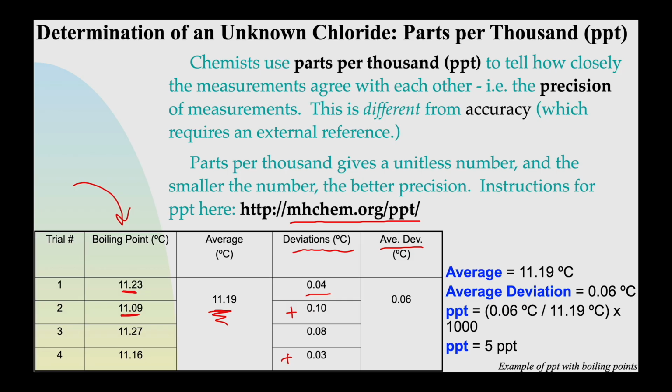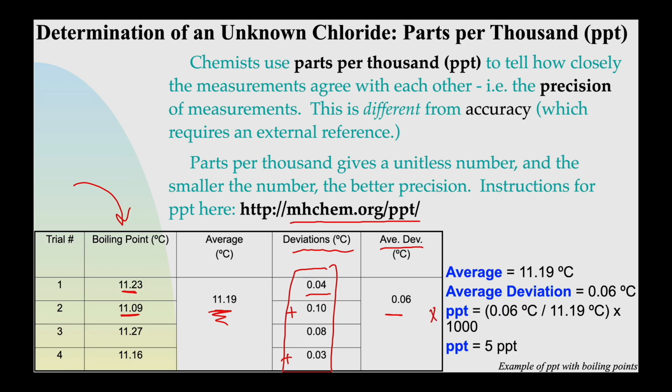And to find that, you add up the 4, in this case, deviations. So 0.04 plus 0.10 plus 0.08 plus 0.03. Add them up, divide by 4, because there's 4 trials. That's where 0.06 came from. So you can see that average was just all the individual boiling points added together, divided by 4. Average deviation is just adding all the deviations together and dividing by 4.